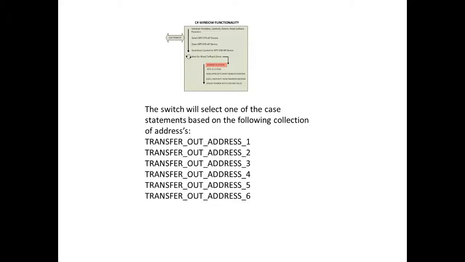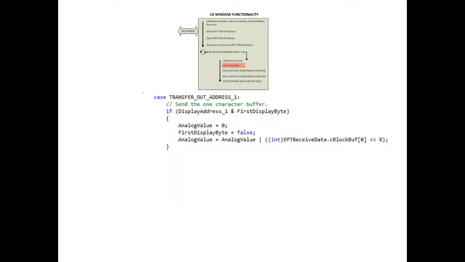Okay, so when the code enters the transfer out address, let's say 1 case statement for the first time, the display address 1 should be set to the same address as the EPT receive data dot address. Now remember that EPT receive data is a class. It's an inherited class object, and address is one of the parameters that gets filled up by the callback function itself. So the first display byte should go high.